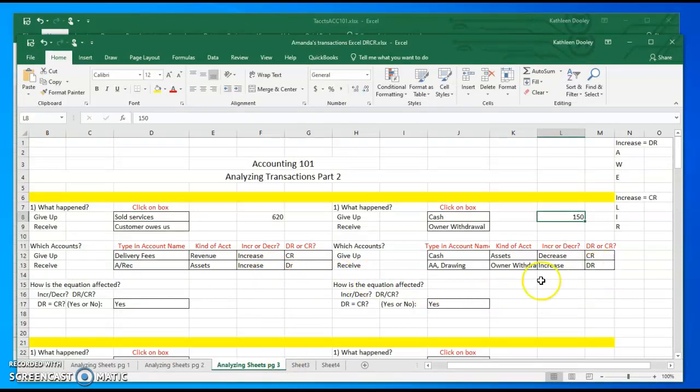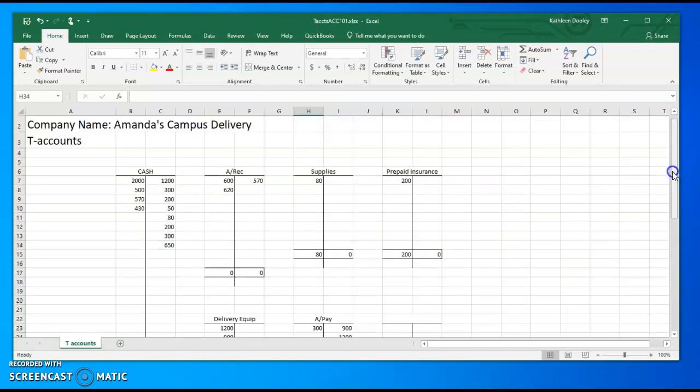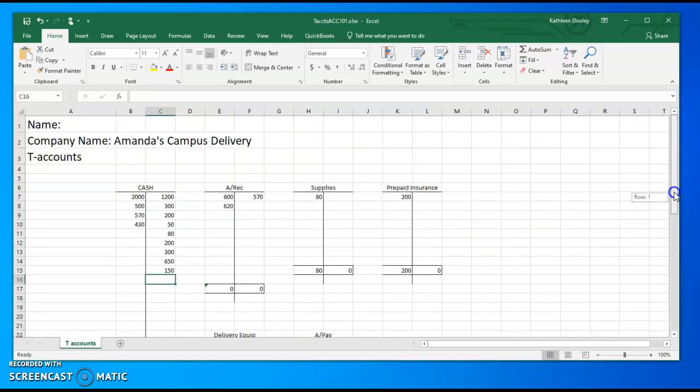And a final one, debit to drawing and credit to cash for $150. Debit to drawing, credit to cash for $150. Okay, debit to drawing, credit to cash for $150. All right, so now we have all of our transactions put in, and I made these so that they make your footings.